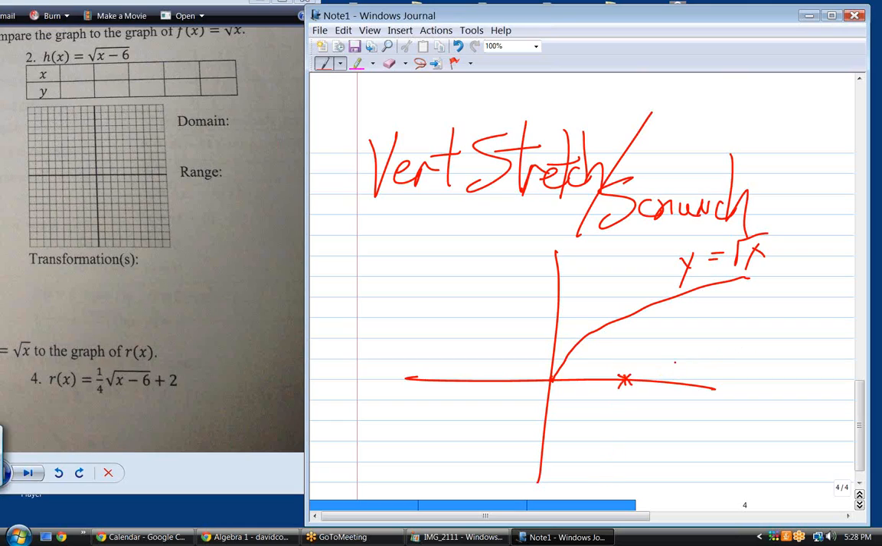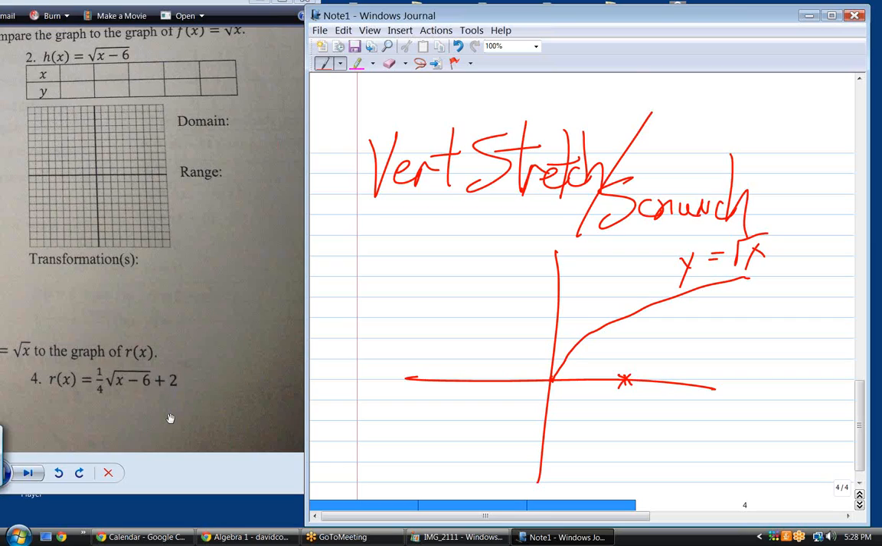And I'm going to make it flatter, but then what about this plus 2? What does that do? Think about what you're saying. Vertical has to be up or down. That's what vertical means. Horizontal means left or right. So this 6 was a horizontal shift. This plus 2 is what?